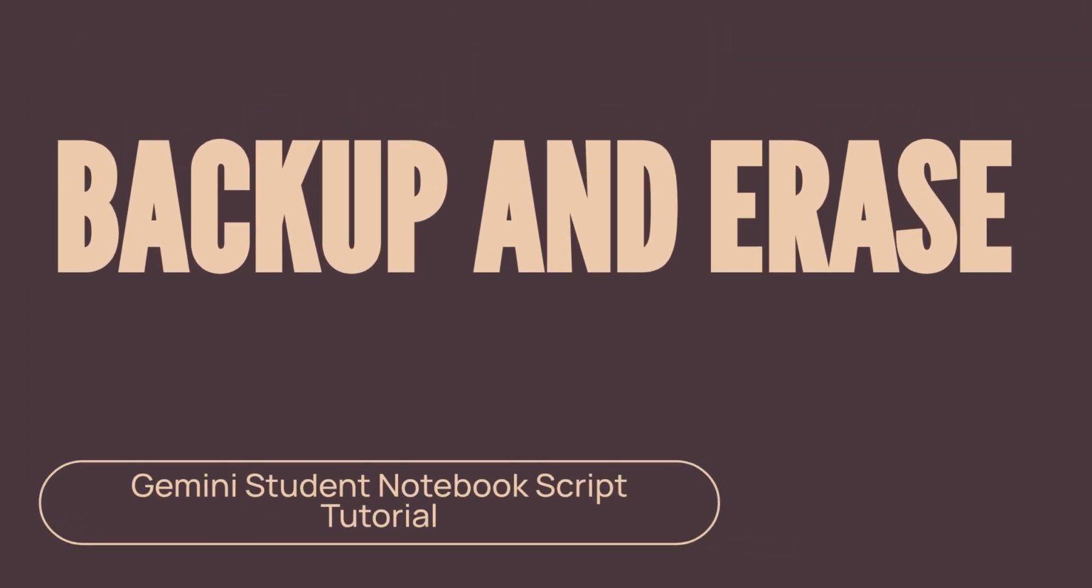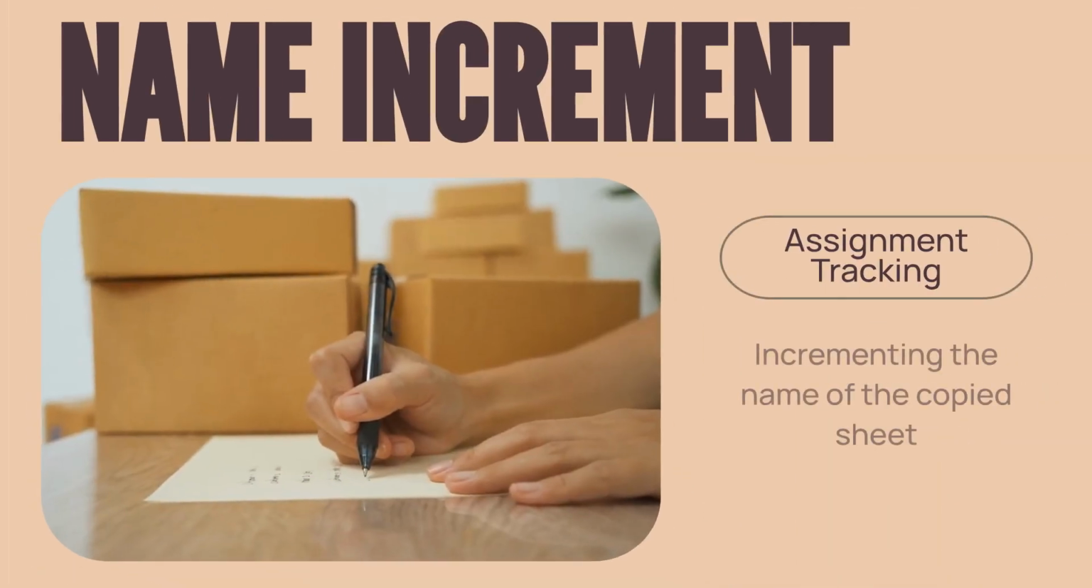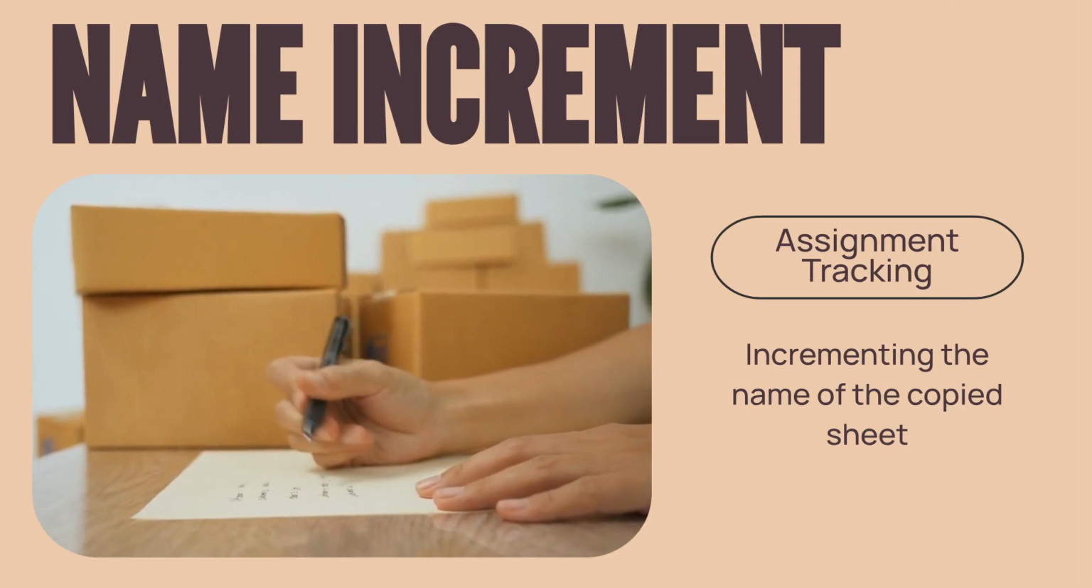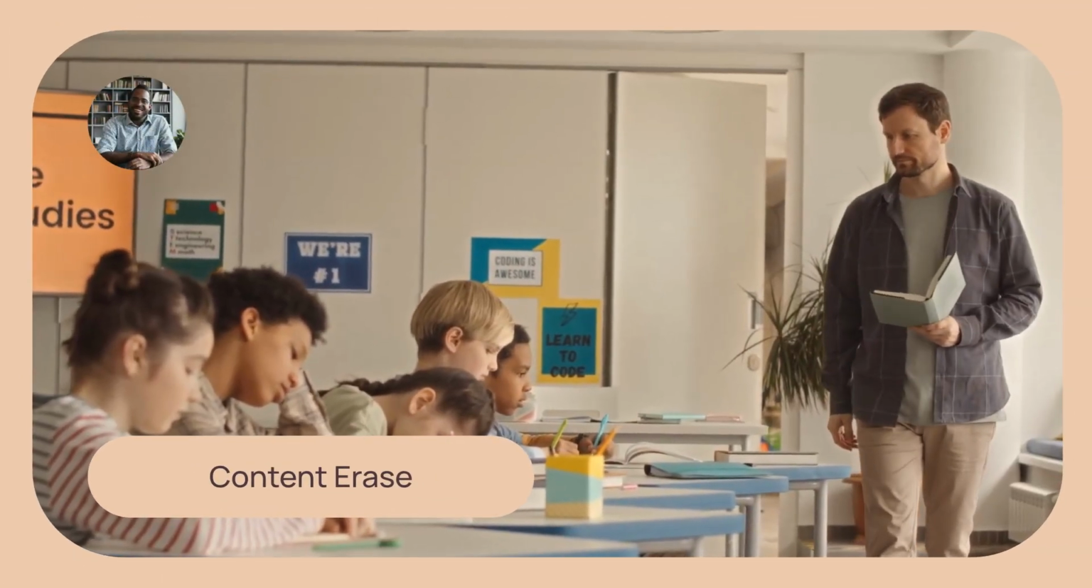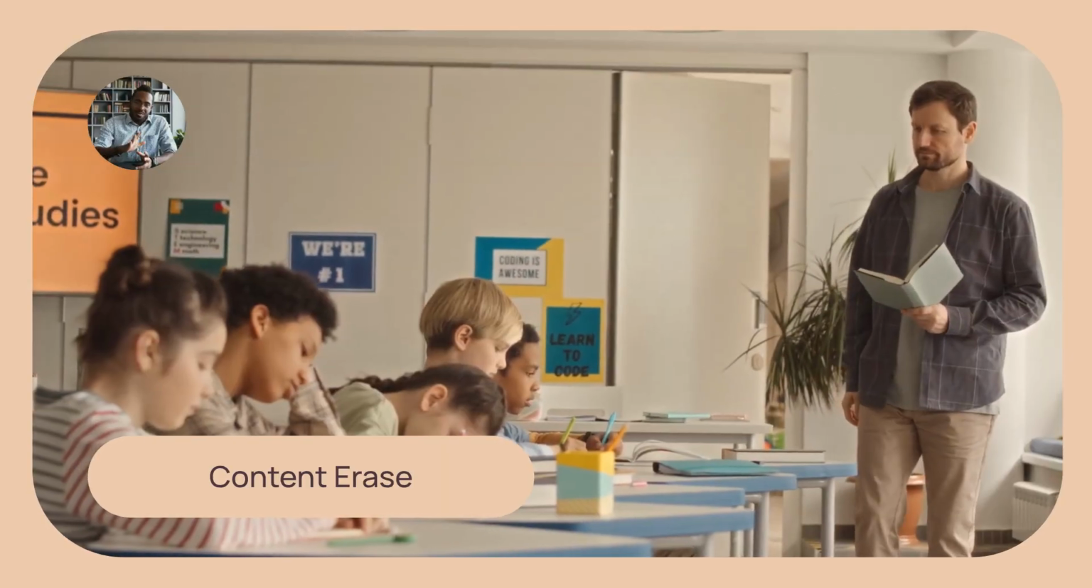This script creates a copy of the assignment template sheet, renames it, and clears its contents. We'll make a copy of the template sheet, ensuring the original remains untouched. We'll increment the name of the copied sheet so that subsequent assignments are labeled sequentially. Finally, we'll clear the contents of the original assignment template sheet, making it ready for the next set of assignments.